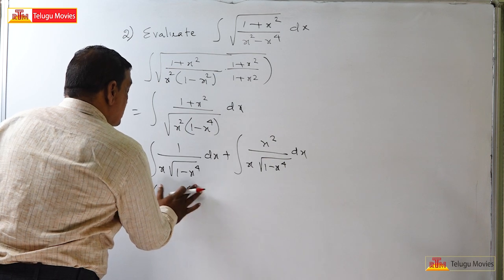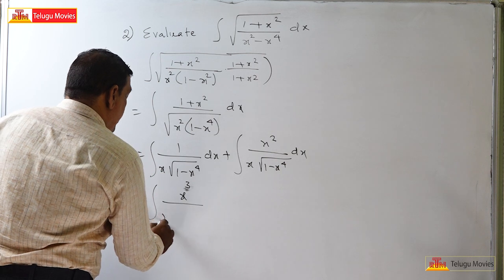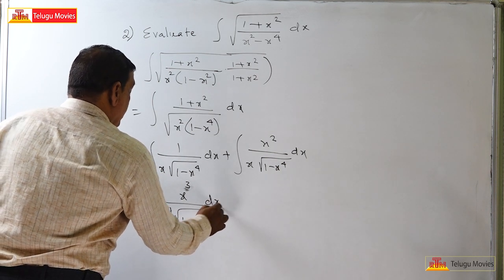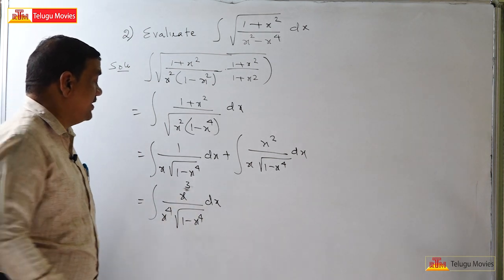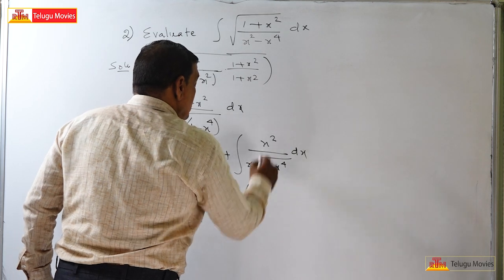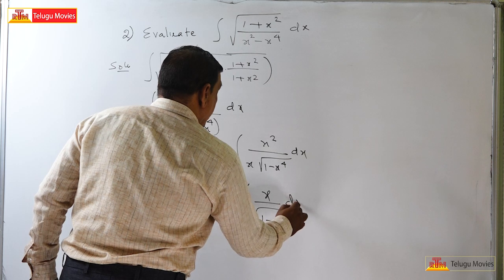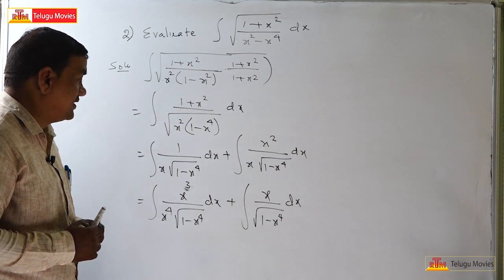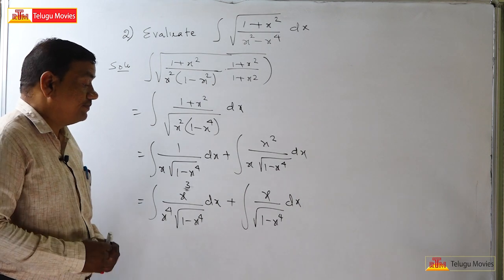So this is x³ by x⁴ into root of 1 minus x⁴ dx. Okay, now I have multiplied with x³ in the numerator and denominator, plus integral of this one, x will get cancelled, root of 1 minus x⁴ dx. Understand this, 1 minus x⁴ dx. So then how to proceed? So let us see here.